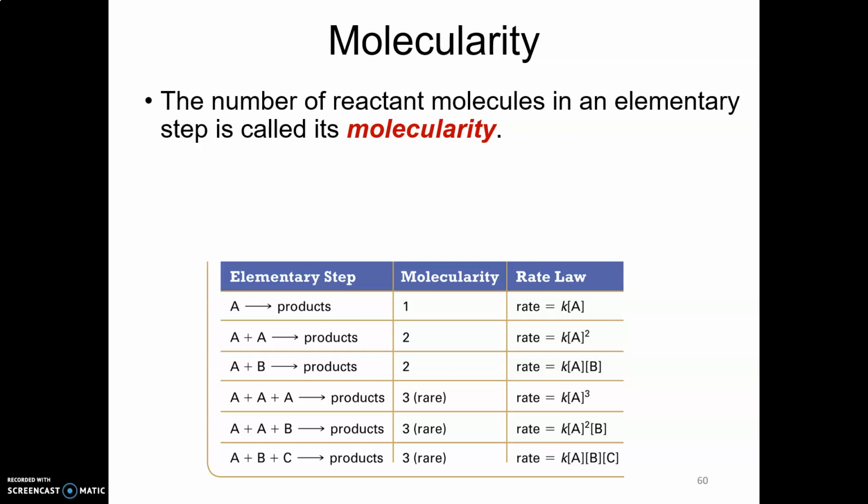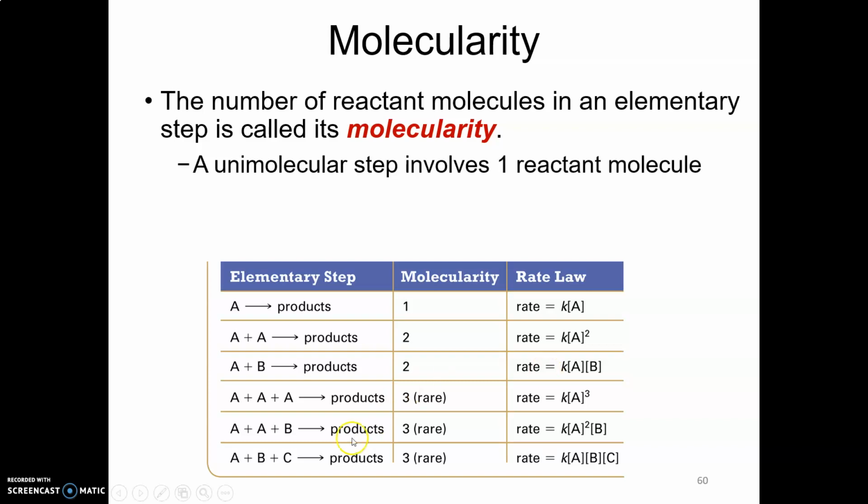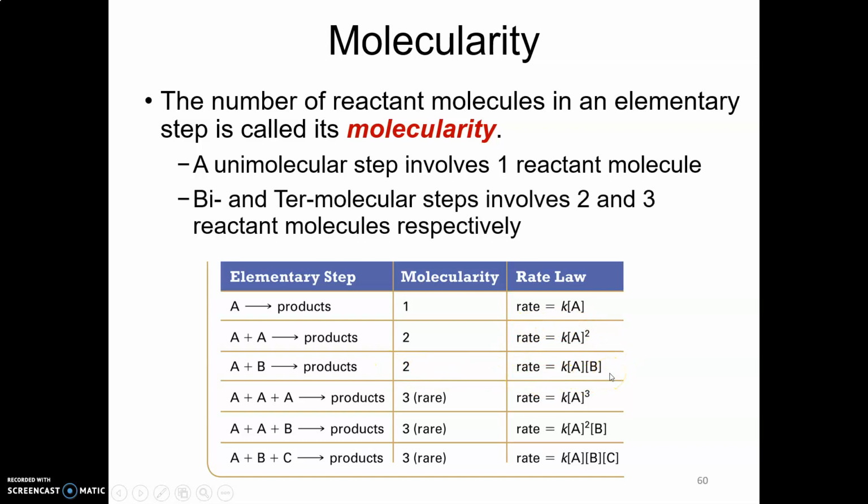So the number of reactant molecules in an elementary step is something that we call its molecularity, okay? So if you only have a singular reactant and you only have 1 mole of that reactant, we would say that is a unimolecular process, okay? Here's an example. Unimolecular. Now, what if you had a singular reactant, but you had 2 moles of it? Or you had 1 mole of 2 different things? That would be a bimolecular process.